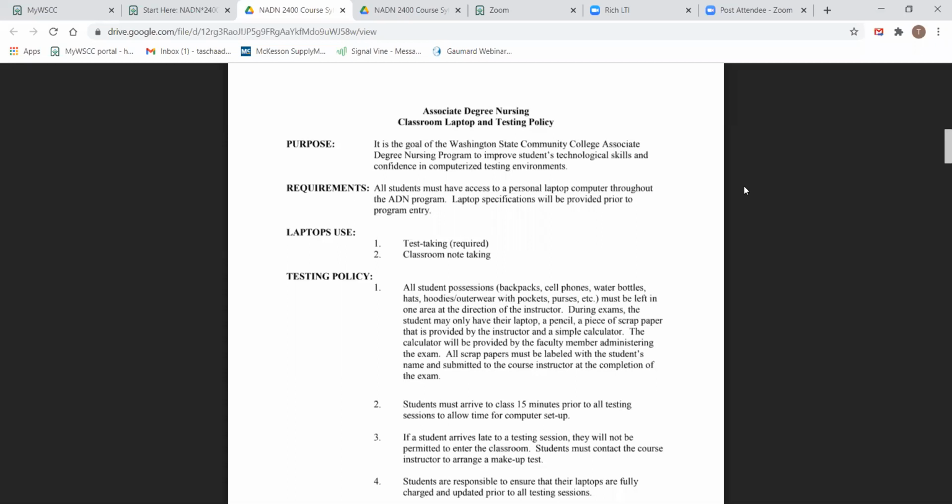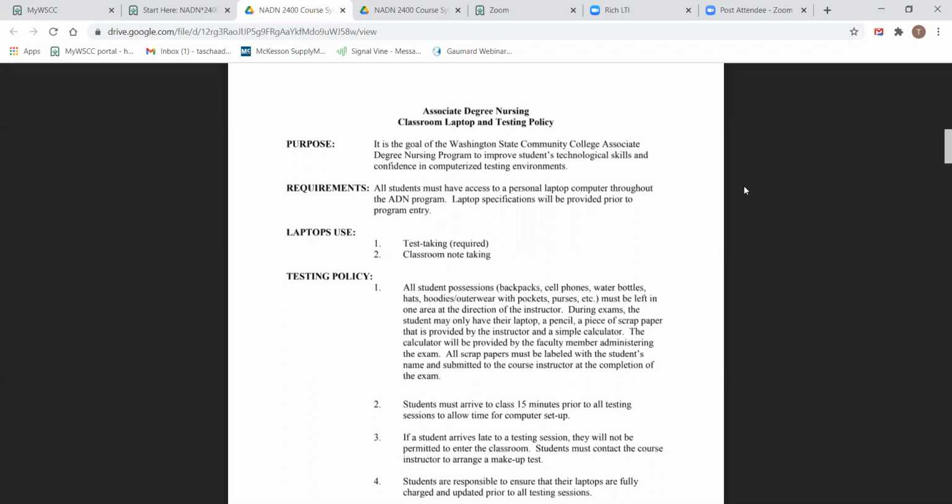All scrap paper, so in class with Renee, of course, all scrap paper must be labeled with the student's name and submitted to the course instructor at the completion of the exam. Students must arrive at least 15 minutes prior to all testing sessions to allow time for computer setup. I will again open up the Zoom 30 minutes ahead of time.